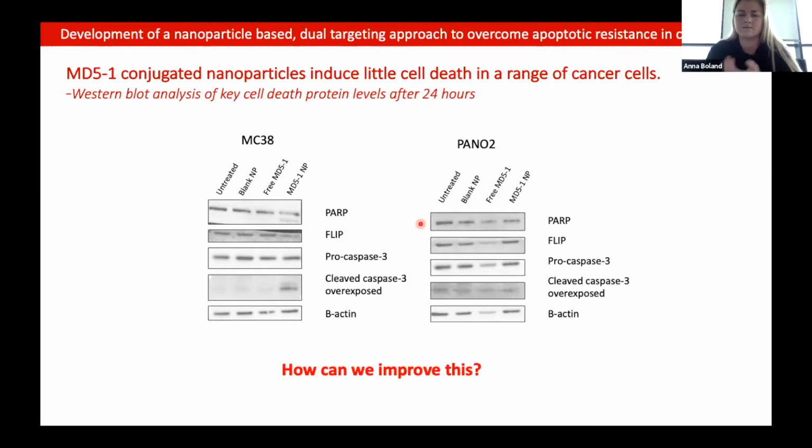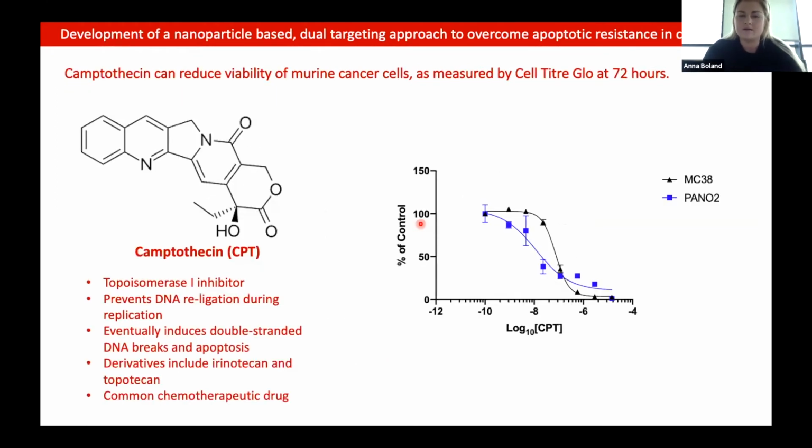So our next question was, how can we seek to improve this? So it's not one, but dual targeting. Previously we have shown that camptothecin is capable of reducing viability in these murine cancer cells. Camptothecin is a topoisomerase 1 inhibitor that prevents DNA religation during replication, which eventually causes the induction of double-stranded breaks and apoptosis. It's a common chemotherapeutic drug that we are familiar with working with in our lab.